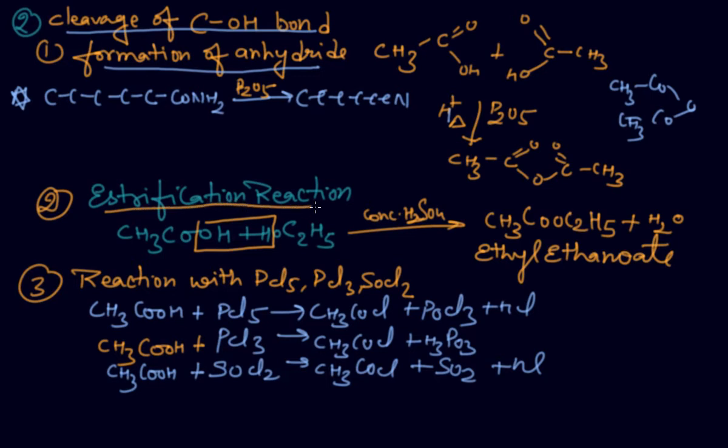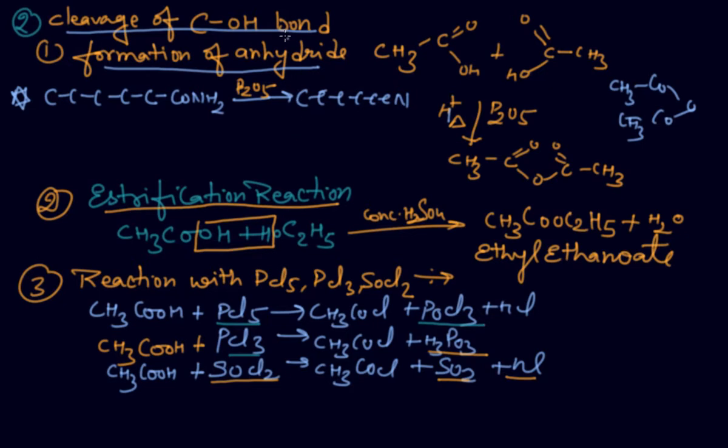Second is the esterification reaction. You know it very well: with acetic acid, the O-H bond will be broken down, and the alcohol will give H, and we are getting ethyl ethanoate. And the next is the simple reaction which we have done earlier in haloalkanes and haloarenes. Where PCl5 was there, the side product must be phosphorus oxychloride, POCl3. Whenever PCl3 is there, the side product is H3PO3, phosphorous acid, and when SOCl2 is there, then SO2 and HCl are produced. You must remember this one, my dear students.